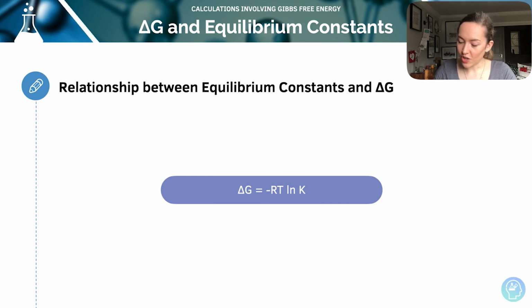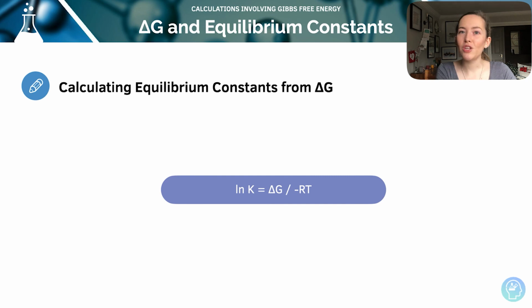We can create an equation to illustrate this relationship. The Gibbs free energy is equal to minus RT ln K, where K is our equilibrium constant. We can rearrange this equation to make K the subject, and that allows us to work out the equilibrium constant. Let's have a go at a question practicing that.